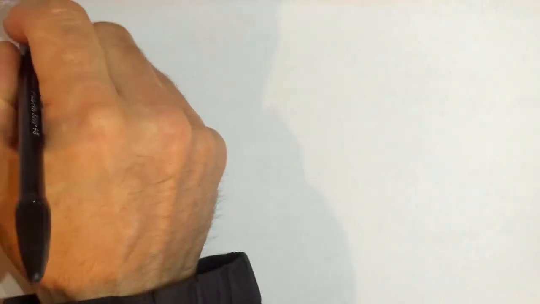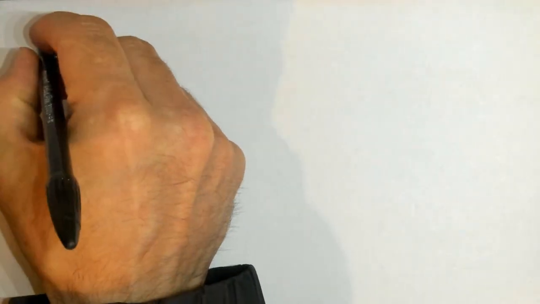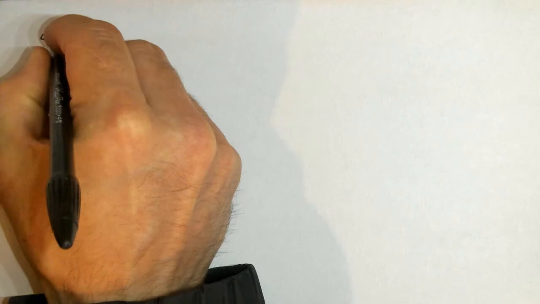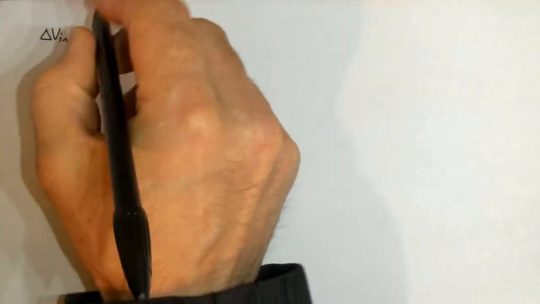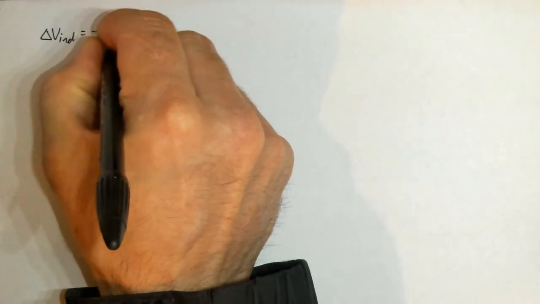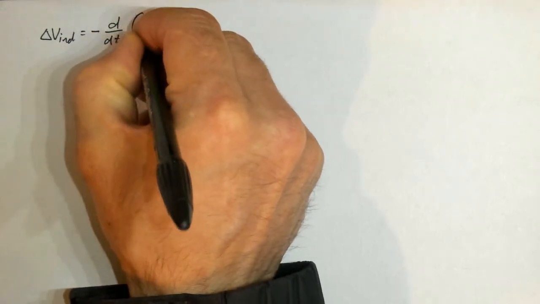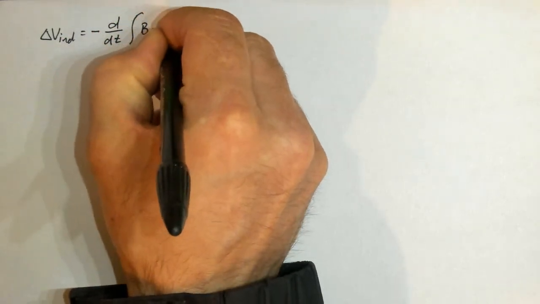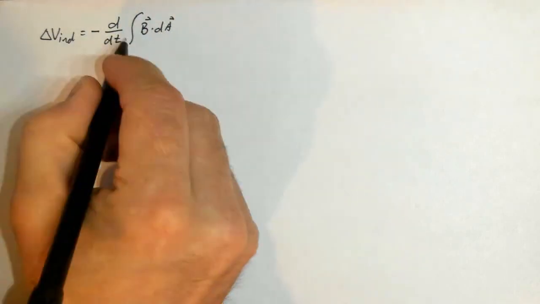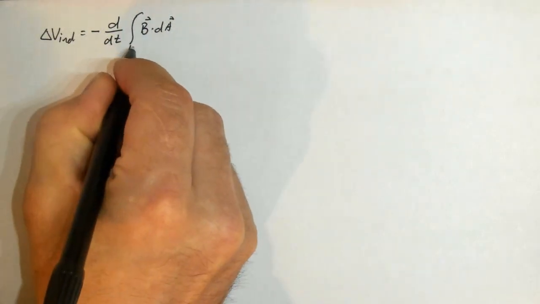Okay, let's practice with Faraday's law. I'm going to write it in the application form, which is ΔV induced is equal to the negative time rate of change of the flux, which itself is the integral of B dot dA, where that integral is over the loop that we're considering.